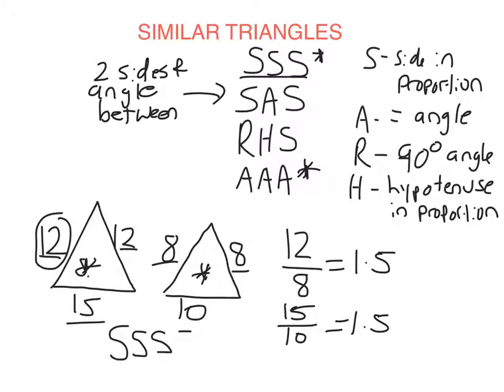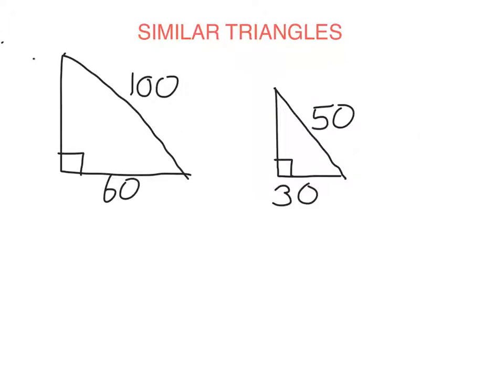Let's look at another example. Let's look at these 2 triangles here. Well, I know they both have a right angle, so that's what the R stood for in one of the tests. Now, I know that 100 divided by 50 is 2, 60 divided by 30 is 2. So that means the hypotenuse and another side are in the same proportion. So I know that these 2 triangles are similar by the RHS test.